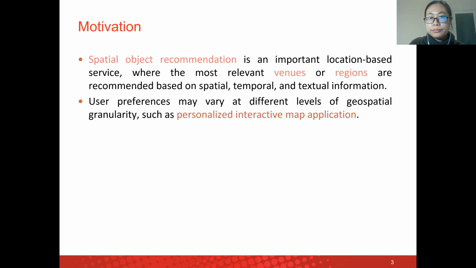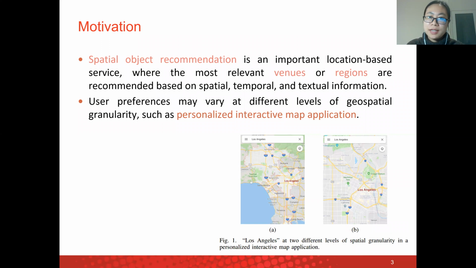So for example, in this personalized interaction map application, in Figure A and Figure B, users are located in different views of the map application. In the left figure, you can find the global view of Los Angeles, which includes a lot of suburbs. While in the right-hand figure, when the user zooms in, it will show a lot of POIs.